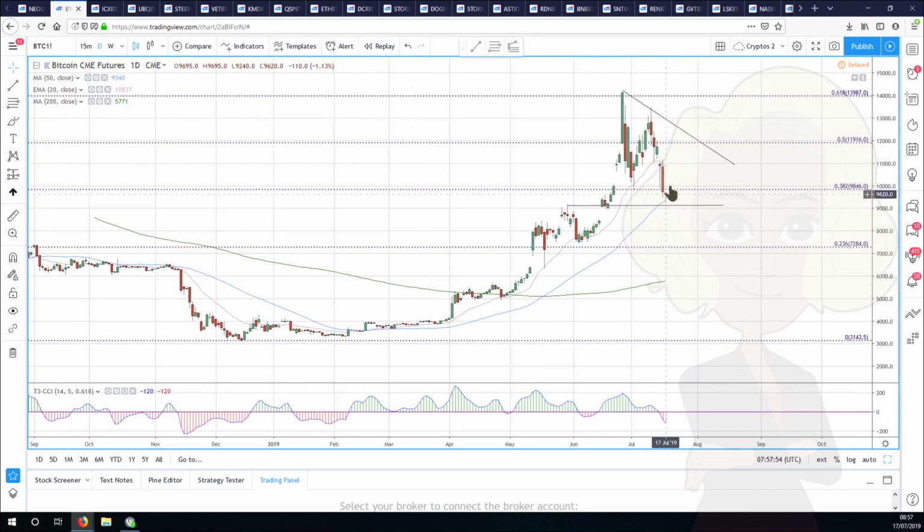We stay in correction mode, we bounce here, we hold, we find a low pretty shortly. I'm going to show you why in a minute, around 9,100, no more than 9 there. Now that's scenario 1, more bullish. We start our new bull run beginning of August.